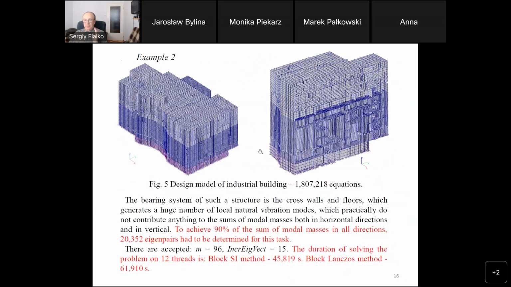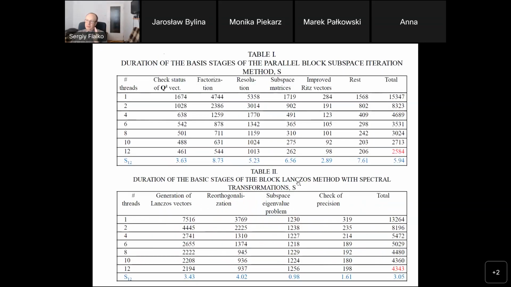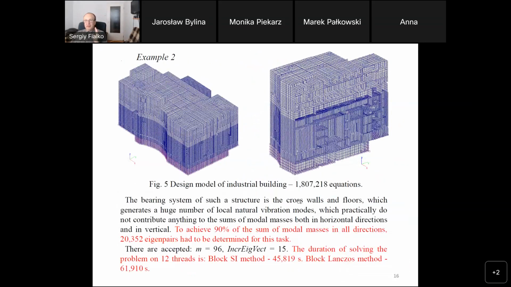The next example presents the design model of an industrial building comprising about 2 million equations. The bearing system of this structure consists of cross walls and floors, which generates a huge number of local vibration modes, which practically do not contribute anything to the sum of model masses. To achieve 90% of the sum of model masses in all the seismic input directions, we need to evaluate more than 20,000 eigenpairs, so it is a very hard computational task.